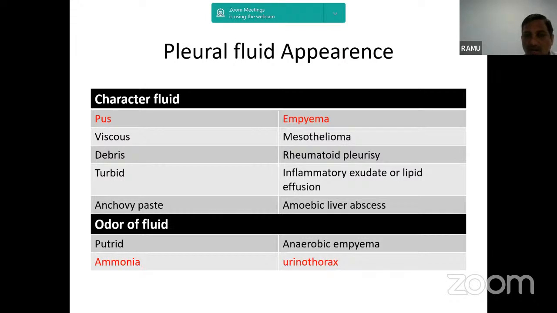Based on the odor, whenever a patient has putrid fluid, when we aspirate, it will have a halitosis smell. By the smell only, we can tell that it is an anaerobic empyema, basically an anaerobic infection. And ammonia smell is urothorax.